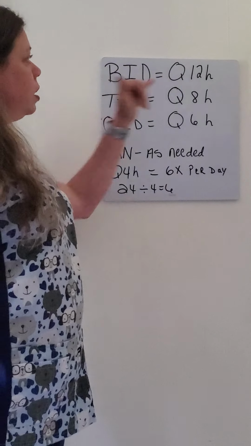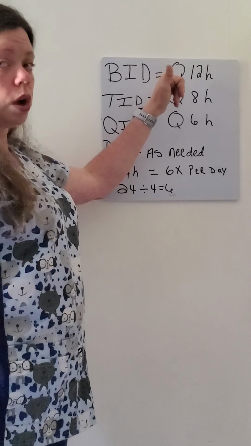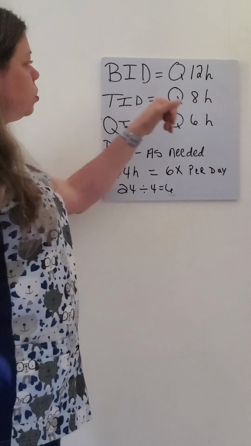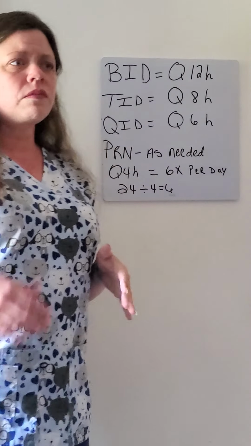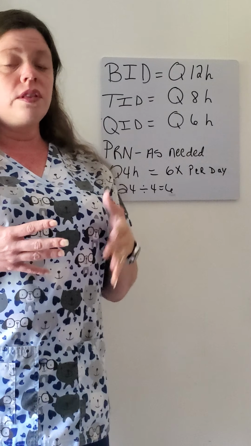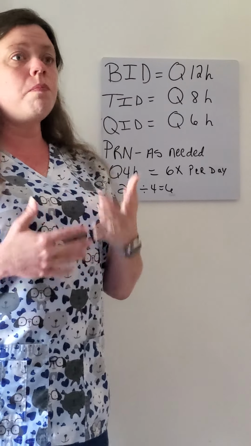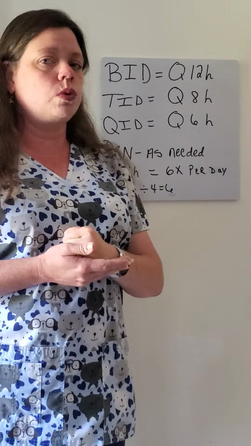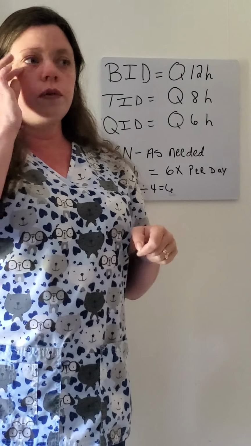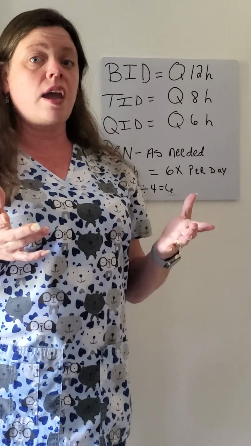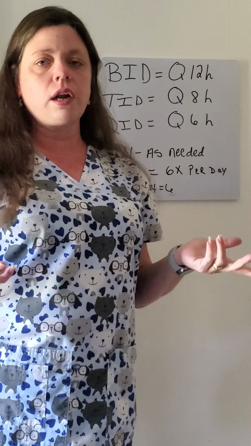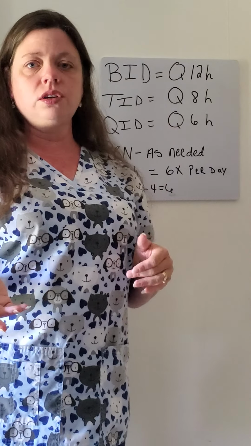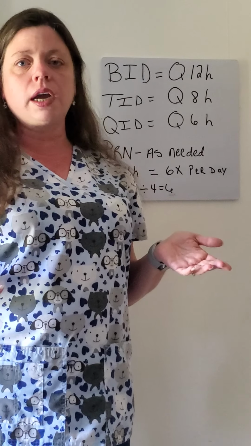So BID is equivalent to Q12 hours, twice a day. TID is equivalent to Q8 hours. QID is equivalent to Q6 hours. The reason there's a different way to do it is because some medications are really on a strict schedule and some are not. So if you were told to take a medicine twice a day, you might take it first thing in the morning, like maybe with breakfast at 8 or 9 o'clock in the morning, and you may take your second dose at dinner, if that's like 6 o'clock at night.